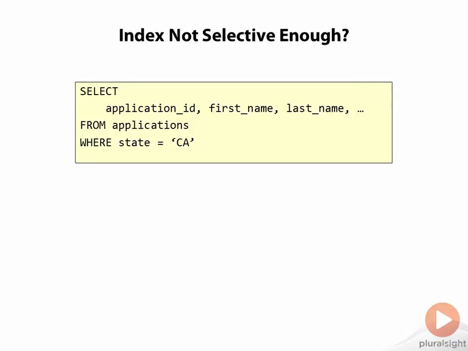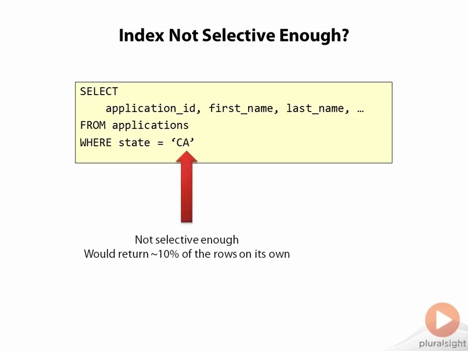Another of the major reasons that an index does not get used is because of a lack of selectivity, either in the index itself or in the column supplied in the where clause. Take, for example, the query shown on the screen, which is going to get all the applicants who reside in the state of California. The problem here is that the query just isn't selective enough.